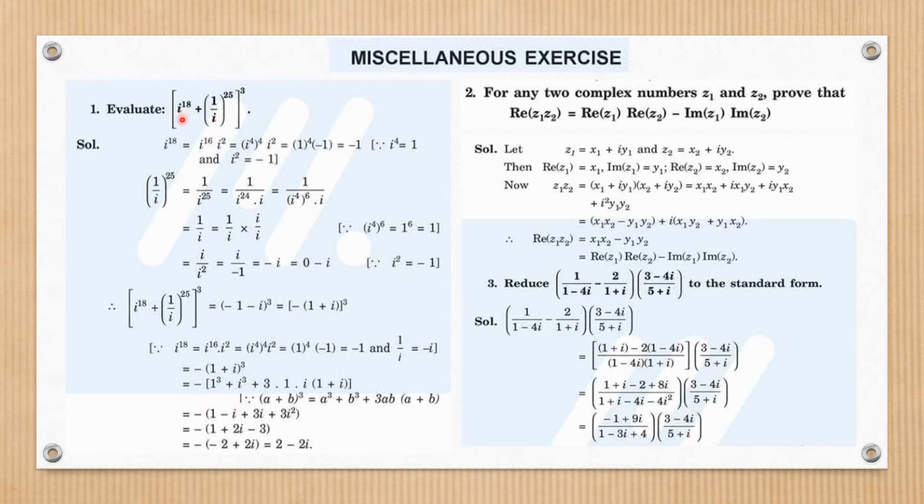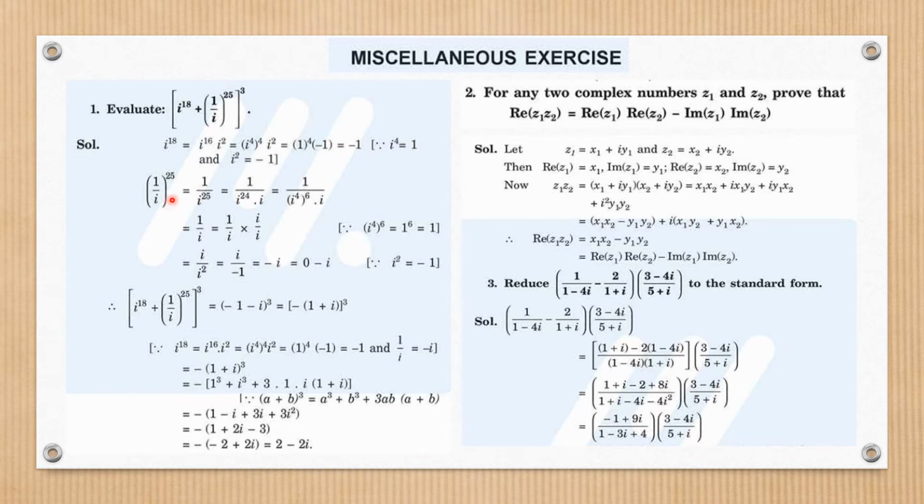Firstly, settle iota. Now iota raised to power 18 can be written as iota raised to power 16 into iota square, or you can also write it as iota square raised to power 9. Nine 2s are 18. So iota raised to power 16 is iota 4 raised to power 4 into iota square. As iota 4 is 1, iota 4 raised to power 4 is plus 1, and iota square gives minus 1, so it will give me minus 1.